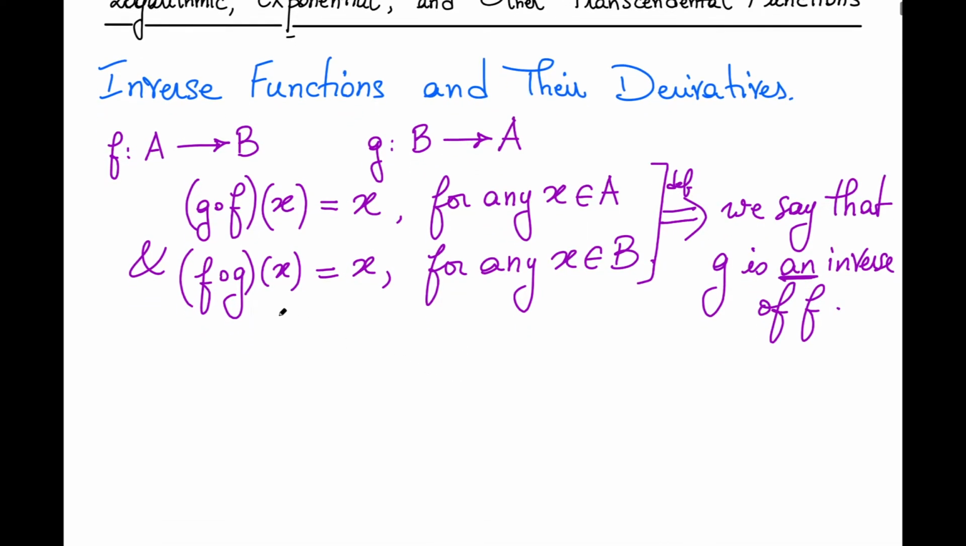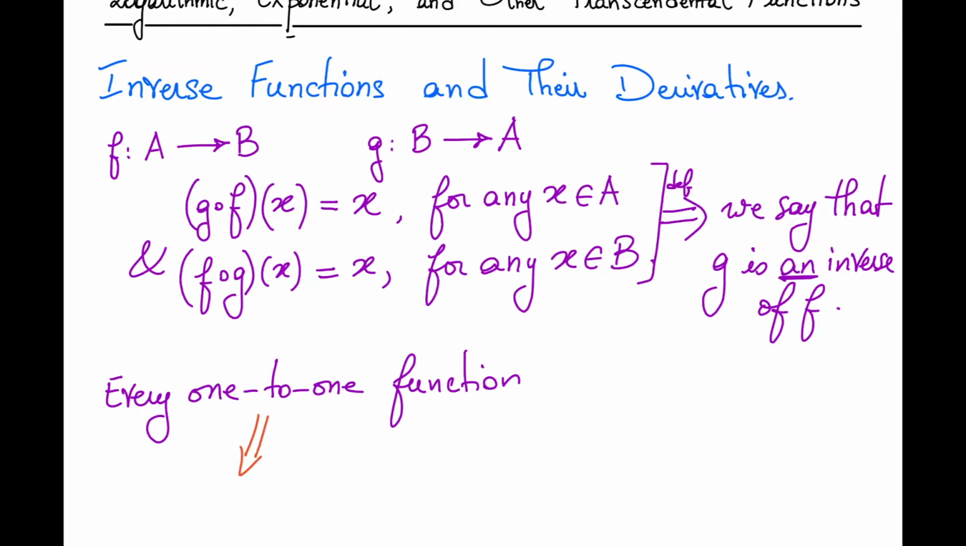Okay, let's keep that crash course going. What I want to say now is, what are those functions that have inverses? So you also know the following result. Let me just state it. Every one-to-one function. What's a one-to-one function again? A one-to-one function is a function that verifies the following.